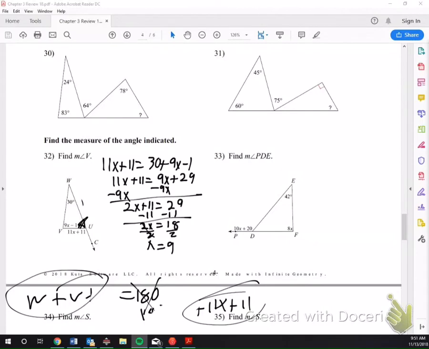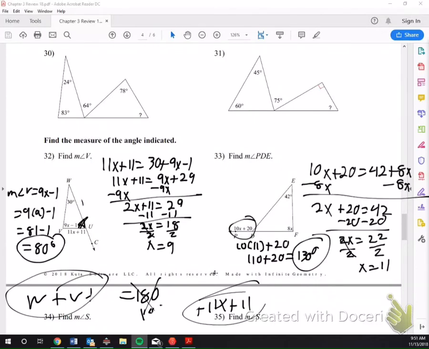Now, unlike previously where it said to always find a or something like that, here we have a varying, so we have to find v. Okay, so we have to look back at the problem and see, where do I need to plug that x into? And it's the 9x minus 1. So I'm going to plug that in there, 9 times 9 minus 1, 81 minus 1, or 80. Okay? So that would be the answer. Measure of angle V equals 80.